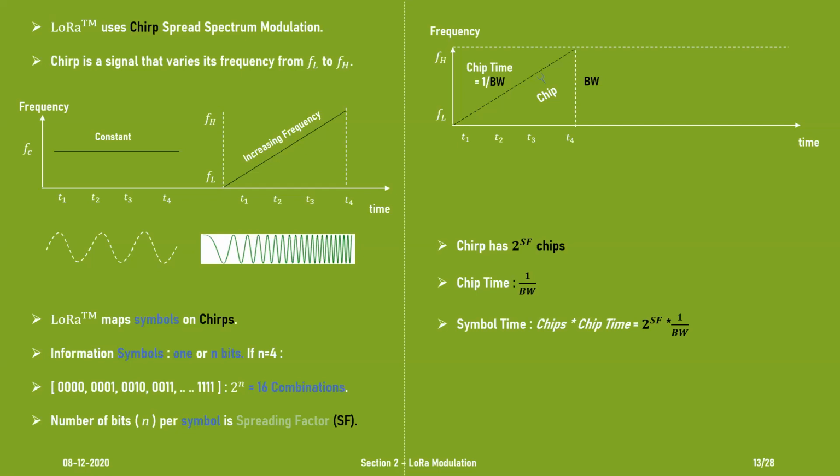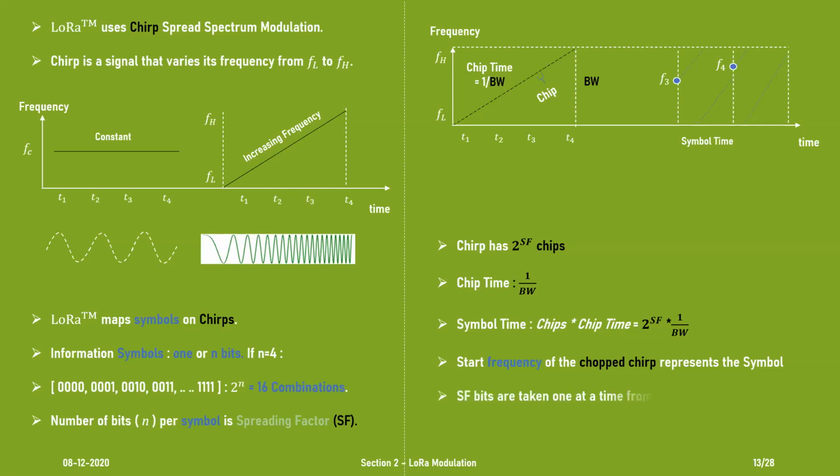Now you can see that higher the spreading factor, more is the symbol time that you're going to take to transmit one symbol. Lower is the spreading factor, you can directly see that the symbol time is going to be less. What we would do from this is that we will just change the start frequency of the chirps, and the start frequency of the first chirp is going to define what exactly the symbol is that you want to transmit over there. So the start frequency of the first chirp represents the symbol that you want to transmit.